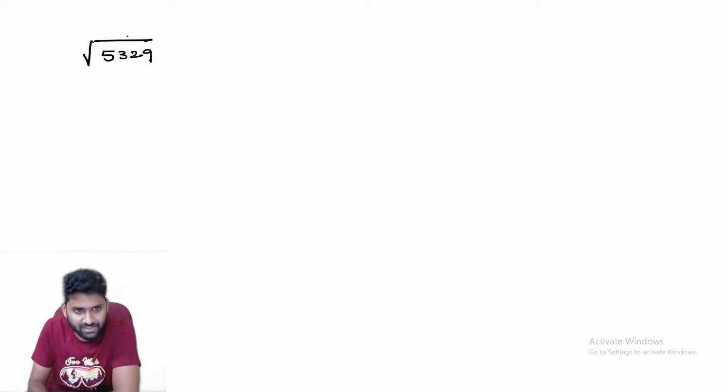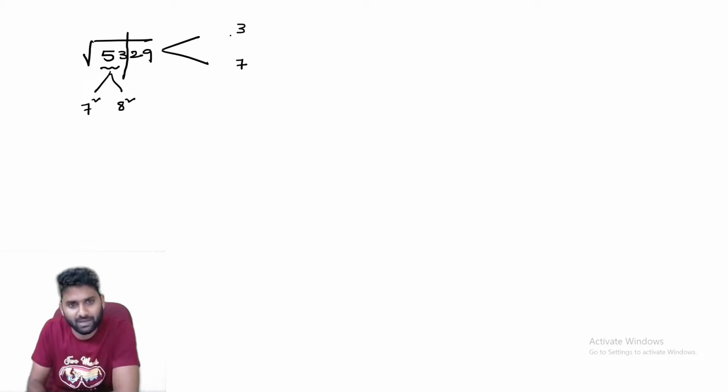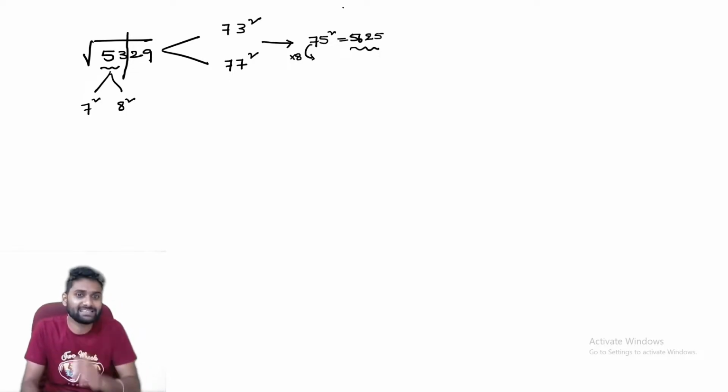Now separate the last two digits. Units place 9, you can see 3 and 7. 53 lies between 7 square and 8 square. So you have to consider the minimum. Your answer is either 73 square or 77 square. Now it completely depends on 75 square. 5 square is 25, and 7 multiplied by 8 is 56, so 5625. 5329 is less than 5625.